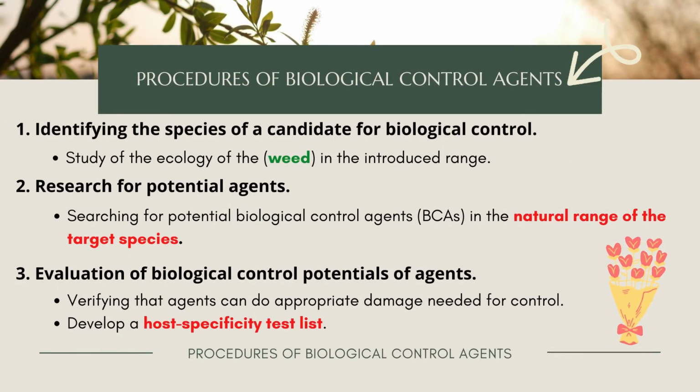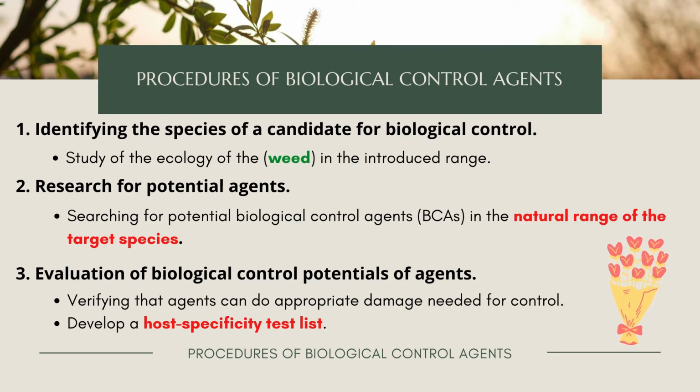Next is the procedures of biological control agents. There is a total of 5 steps. The first step is identifying the species of candidate for biological control. The study of the ecology of the weed or other pest is done in the introduced range.